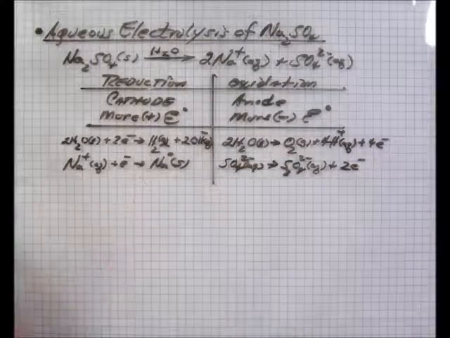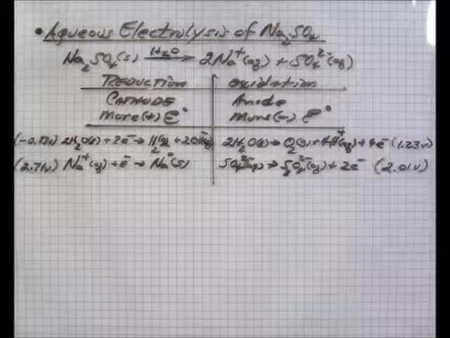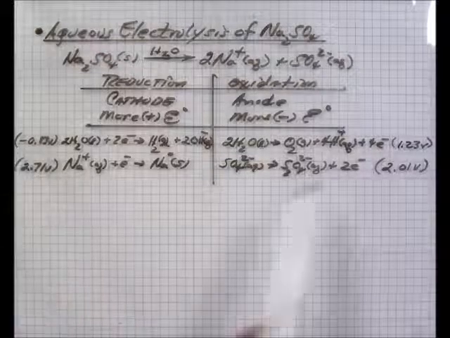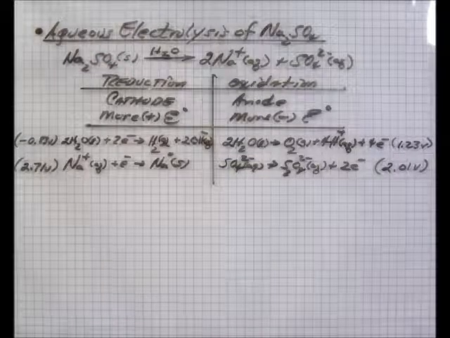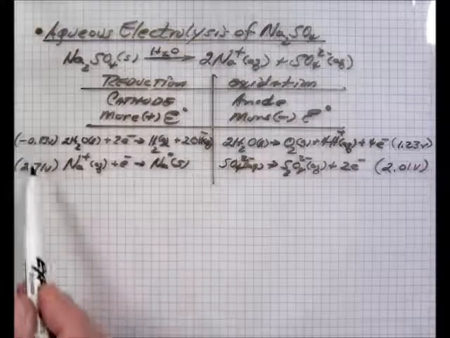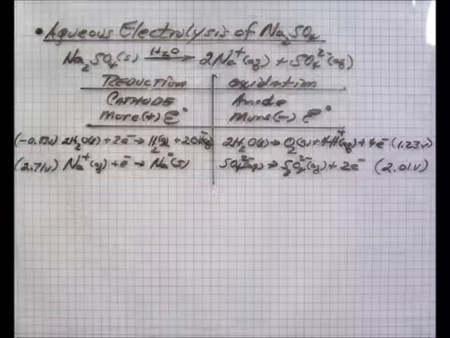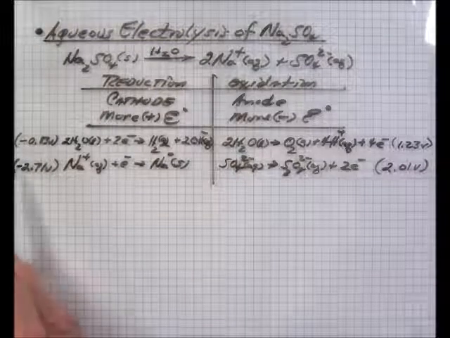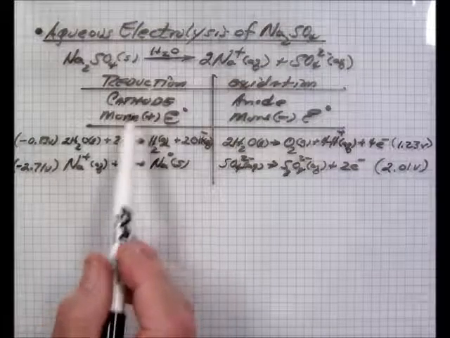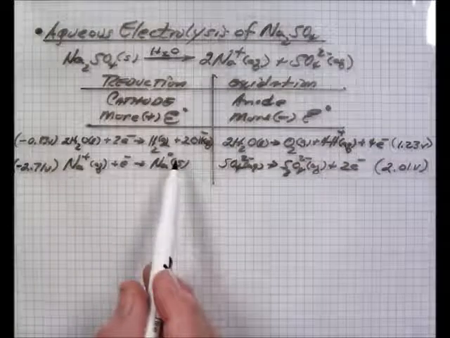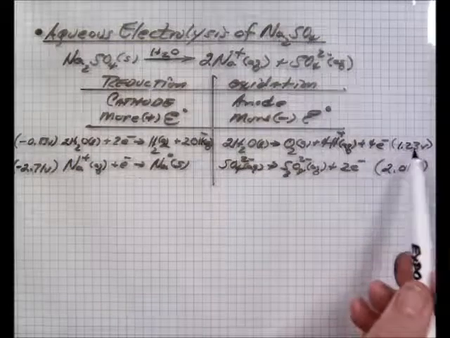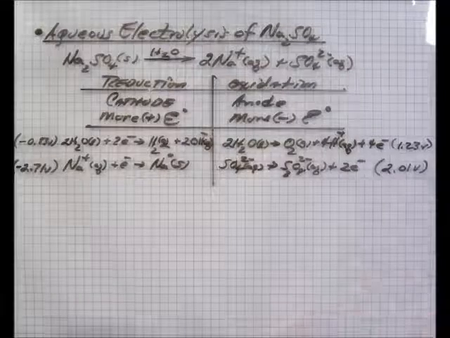Okay, so here are the reduction potentials for each of the oxidation reduction reactions. So what we're looking for at the cathode is the more positive number. Sorry, I needed to put a negative in there for sodium. Anyway, here we're looking for the more positive, which would be the water reduction, and here the more negative would be the water oxidation.